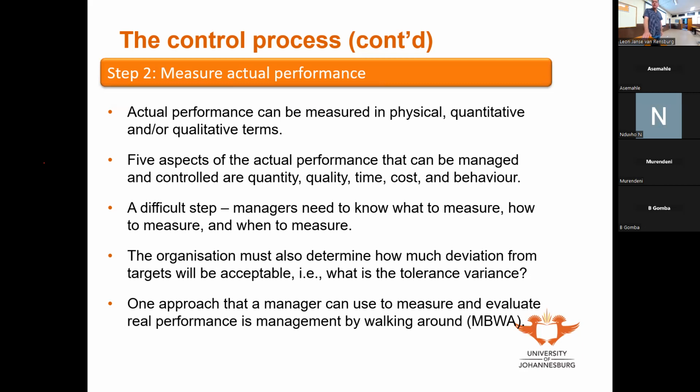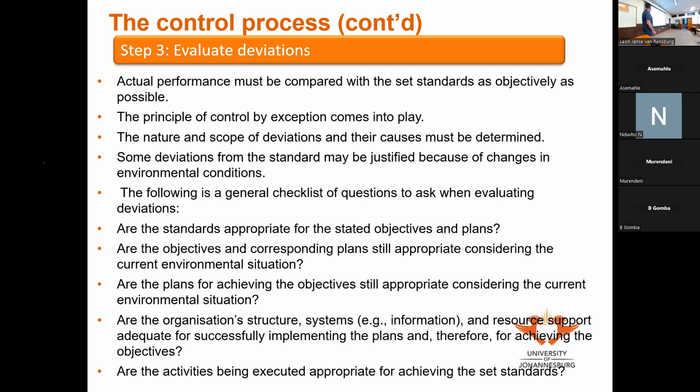And one approach that a manager can use to measure and evaluate real performance is management by walking around, MBWA. So you've got to see, right? And then evaluate the deviations. So if there's deviations, we want to know why they happen. The variance, what's happening with the variance? Why are they there? So you need to go and investigate. So the actual performance, you compare that. So the standard is what you planned. Then you get the actual, you've got to see, okay, there's a difference. Why is this difference there? That's a very good question.